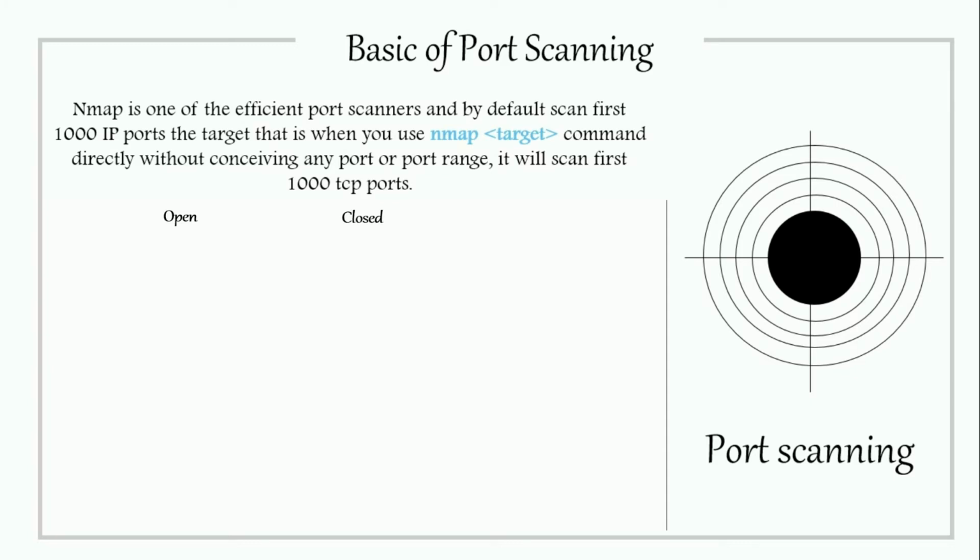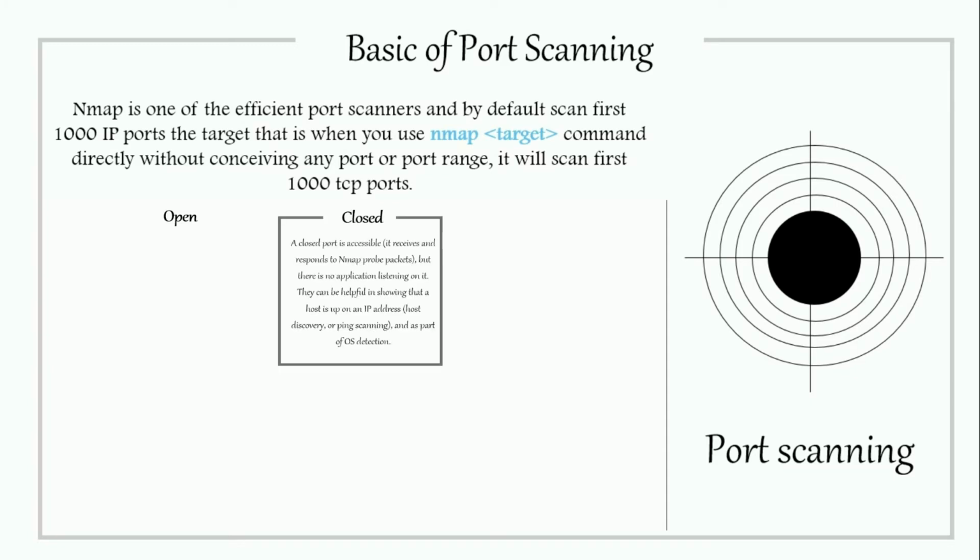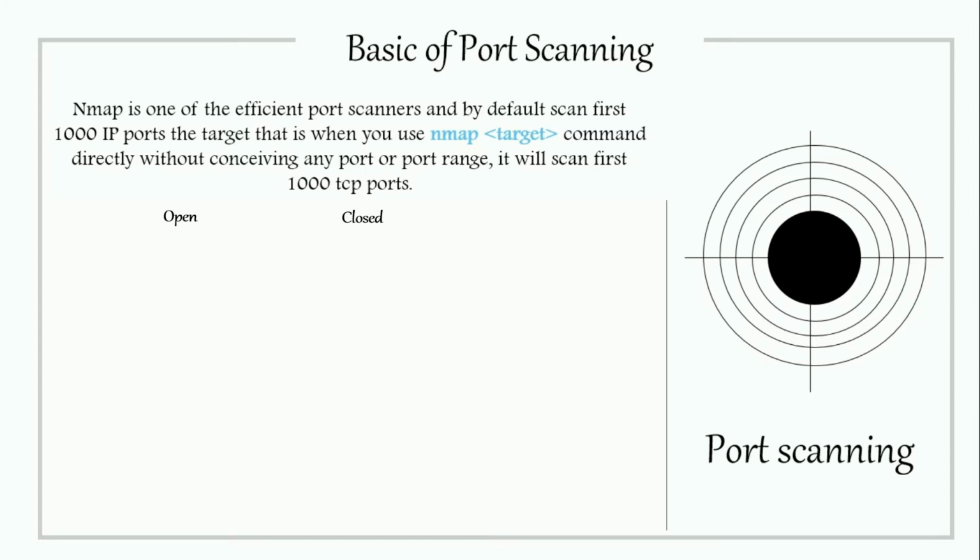Closed. A closed port is accessible. It receives and responds to Nmap probe packets, but there is no application listening on it. They can be helpful in showing that a host is up on an IP address, host discovery, or ping scanning, and as part of OS detection.